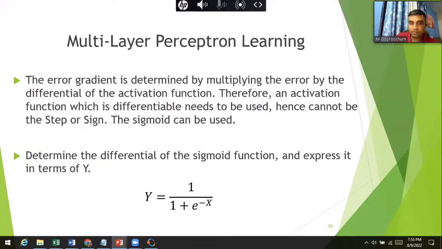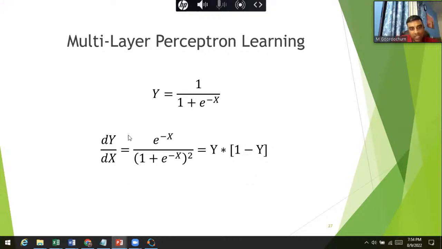So I'll proceed ahead. This is what you would get. This is the answer I was trying to dictate to you. This is what you would get for dy by dx, and then if you express this answer in terms of what you had for y, you'd find that y times 1 minus y is actually the same answer.